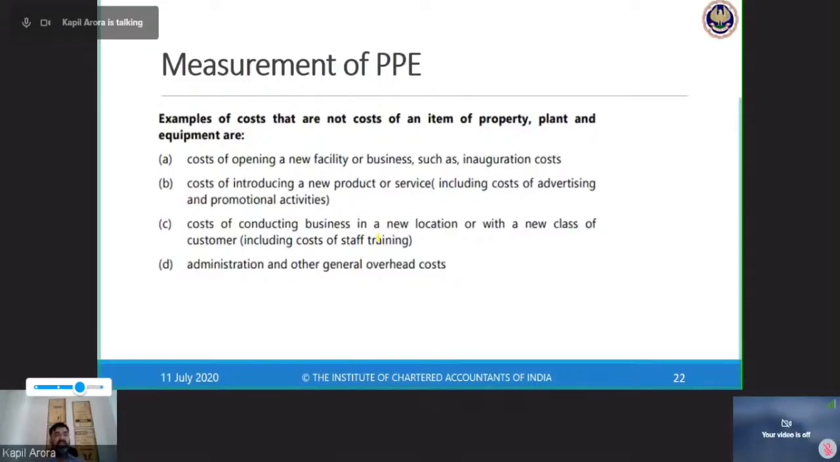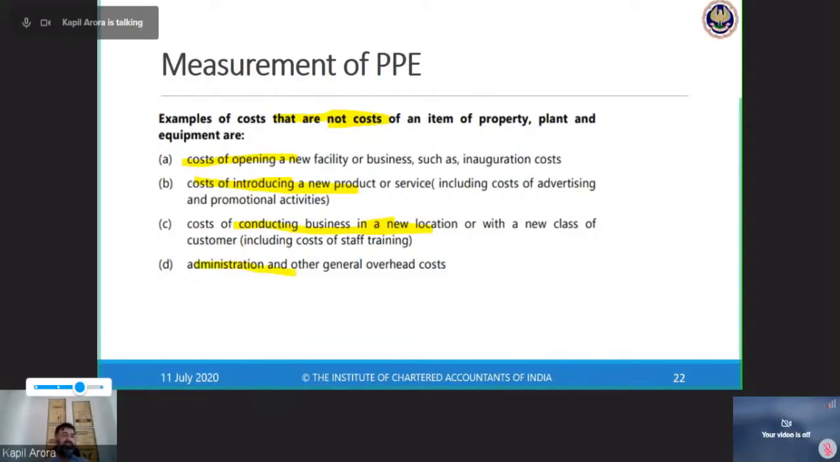So we have already seen this one. If you remember, we have already seen these parts. Costs which are not to be included in the value of asset: cost of opening new facility, calling Shah Rukh Khan; cost of introducing new product like promotions, advertisement; cost of conducting business in new location like staff training, I have to take the new premises and everything; and admin and general overheads, which are not going to get added.